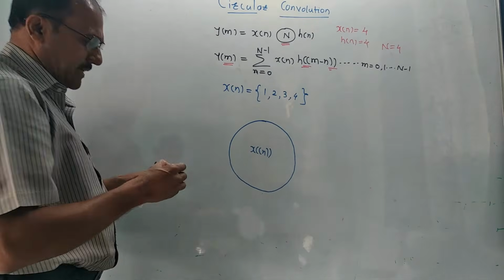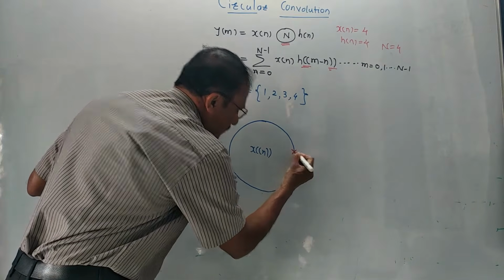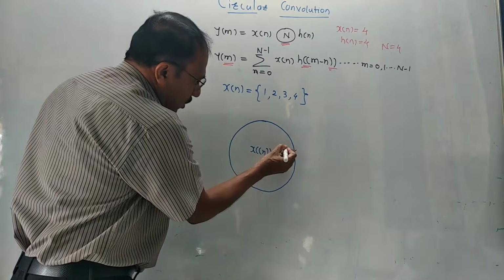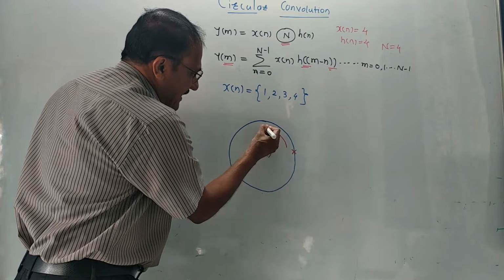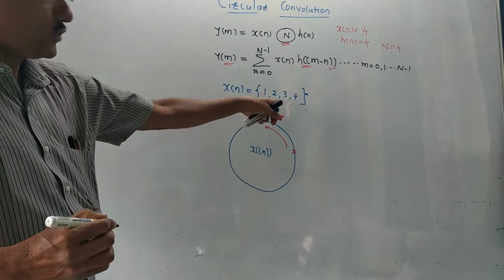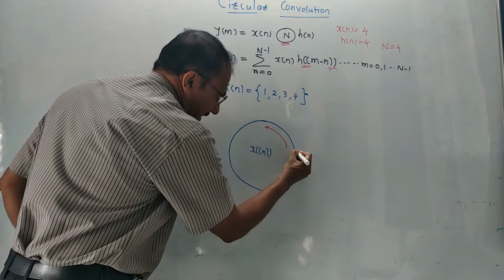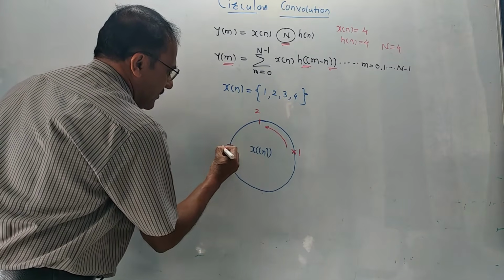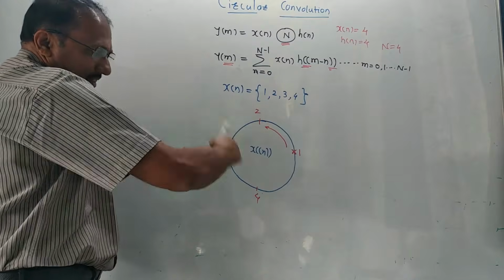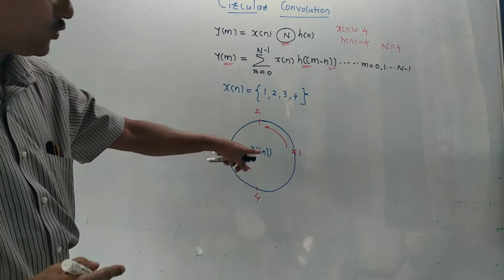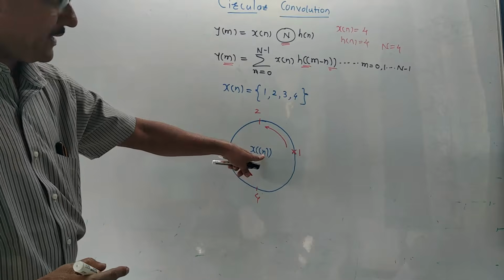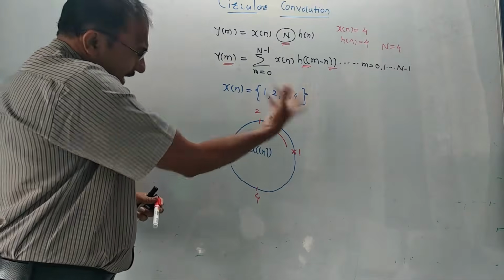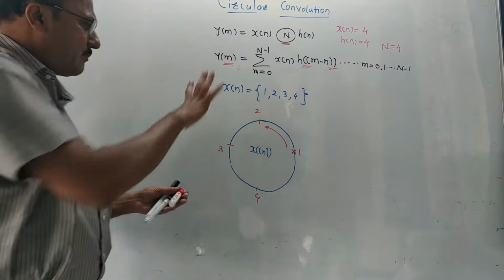Now, how to plot the different samples? As a convention, this point is taken as a starting point. In case of x of n, plot all the samples in anti-clockwise direction like this. How many samples are there? There are 4 samples, so I will take this as a starting point and mark all the samples in anti-clockwise direction. Anti-clockwise means this direction. This is the way you can plot the sequence x of n. There are 4 samples, so I have divided the circle into 4 parts. If there are 8 samples, I would have divided the circle into 8 parts and so on.